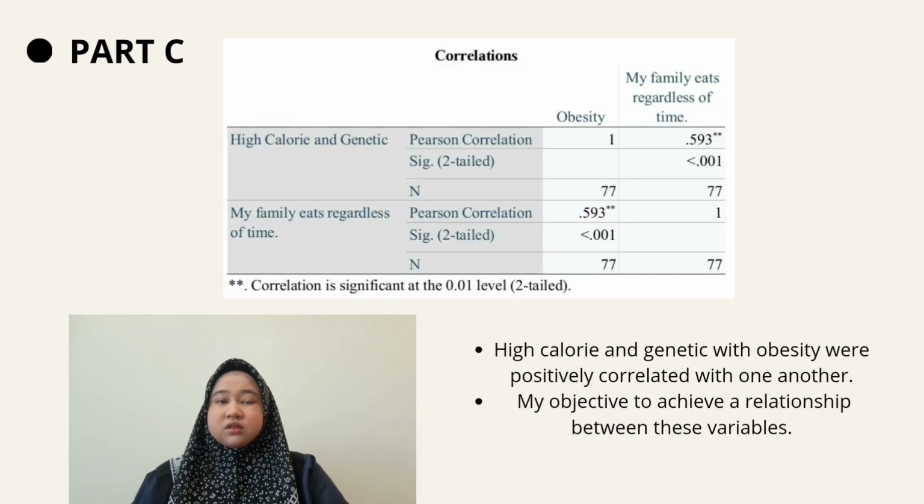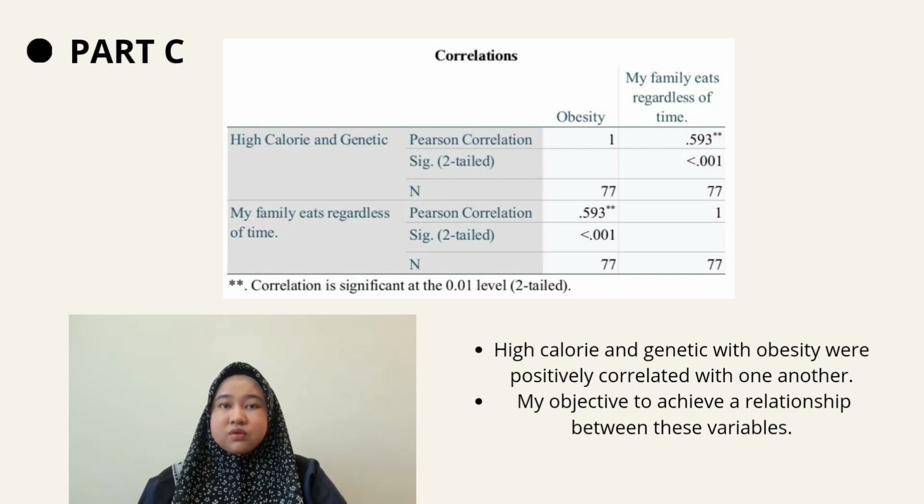Okay, for part C, the Pearson correlation. As you can see here, the highest is for the question, my family eats regardless of time. There are more respondents, especially children who suffer from obesity, due to not maintaining food intake in the right way, because parents have a history of obesity. So it helped my objective to achieve a relationship between these variables.